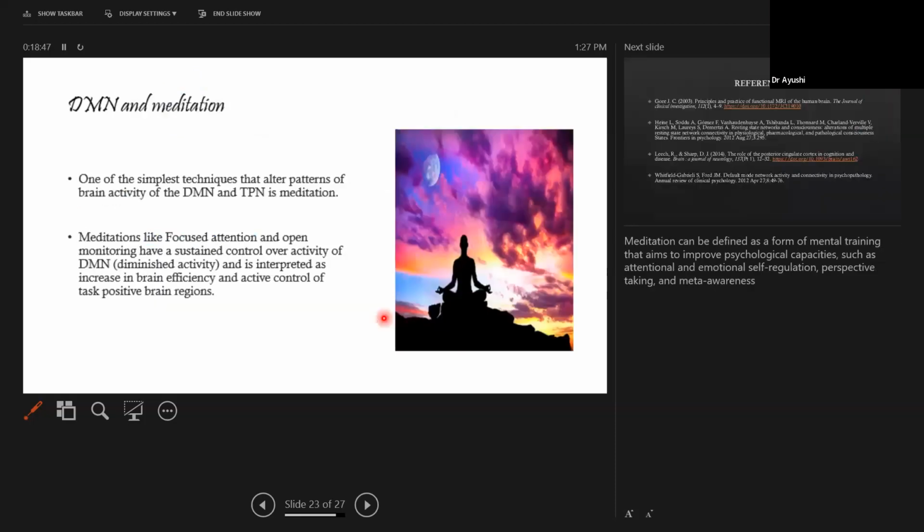Now, next is a very new concept, the default mode network and meditation. We all know there are various forms of meditation, out of which two that were mostly mentioned were focused attention, FA, and open monitoring. Focused attention is when sounds are played or the person is asked to focus on breathing exercises, and open monitoring is thinking about anything. It has been seen that people who meditate have better control over the activity of the default mode network, and it is interpreted as an increase in brain efficiency and active control of the task-positive brain.